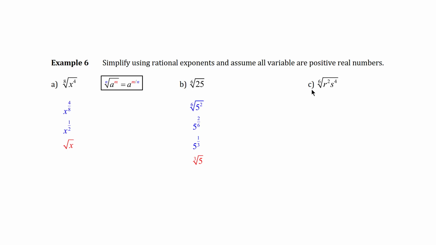For part C, we have the 6th root of r squared s to the 4th power. First, we convert everything to rational exponents. We have r to the 2 over 6 power times s to the 4 over 6 power. Next, we reduce the fractions. 2 over 6 becomes 1/3, and 4 over 6 becomes 2/3. We get r to the 1/3 power times s to the 2/3 power. Finally, we convert this back into a radical. We get our final answer, which is the cube root of rs squared.